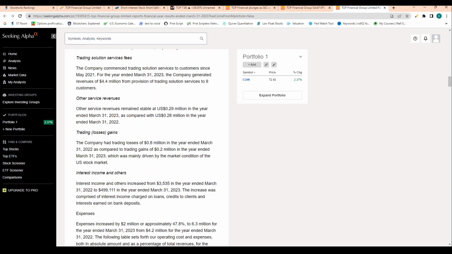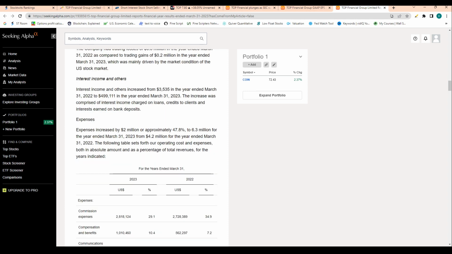So the company had trading losses of $800,000 compared to gains of $200,000 in the year ended 2023. So unfortunate trading losses there. And then expenses increased by $2 million, or pretty much 47%, to $6.3 million compared to $4.2 million just a year ago.